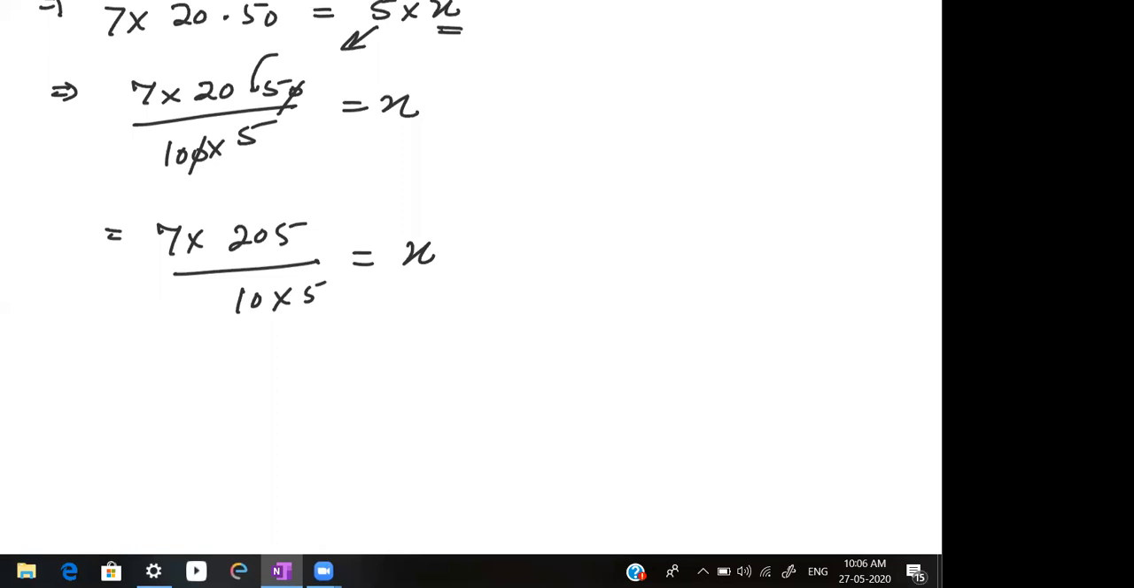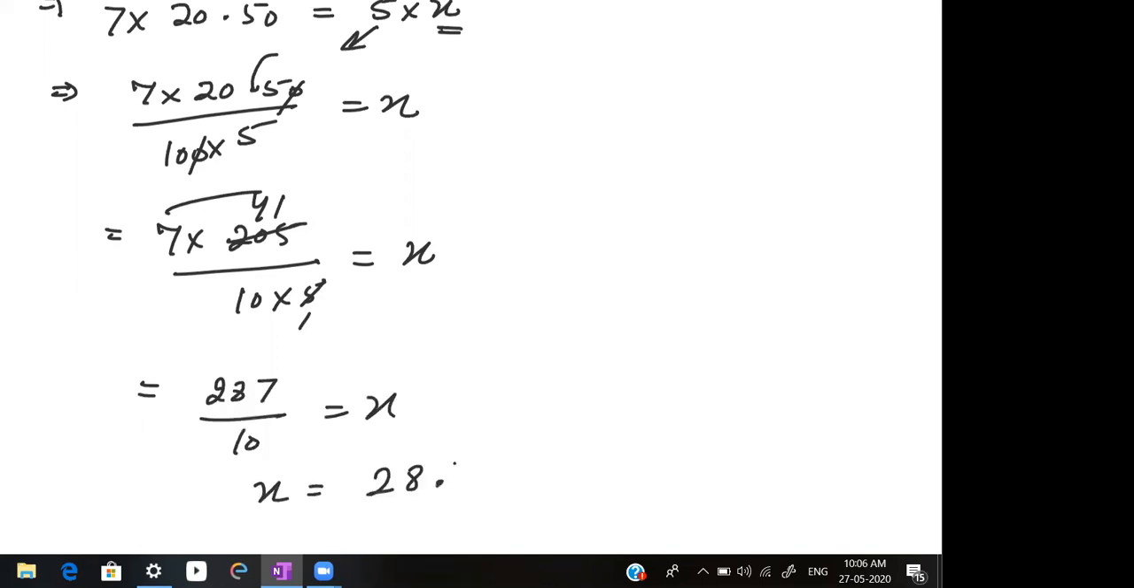Now solve it. 5 ones are 5, 5 fours are 20, 5 ones are 5. Okay. So 7 ones are 7 and 7 fours are 28 upon 10. So x is equal to 28.7 because only one 0 is there in the denominator. So we will put the decimal after 1 digit. Okay. So your answer is x is equal to 28.7. Fine. This is the value of x.